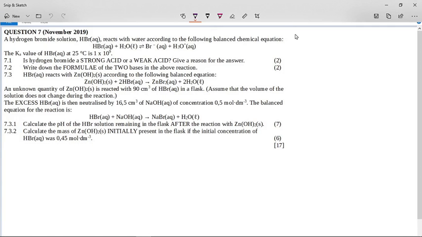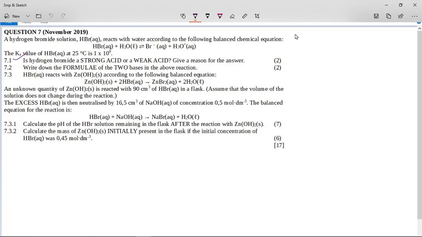Okay, this is the November 2019 paper 2 question on acids and bases. It says a hydrogen bromide solution, HBr, reacts with water according to the following balanced equation. There's your little equation there. It says the Ka value of HBr at 25 degrees is 1 times 10 to the 9. Then it asks: is hydrogen bromide a strong acid or a weak acid? Give a reason for your answer.